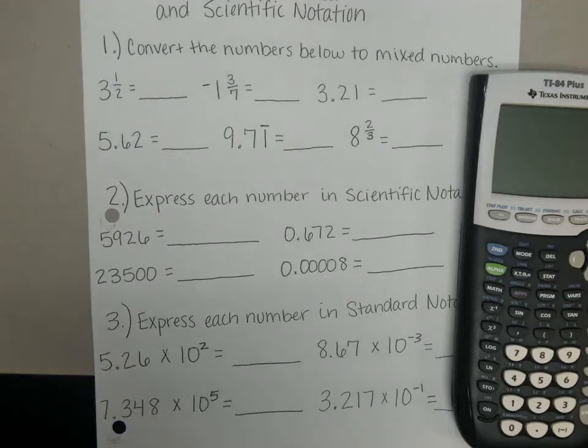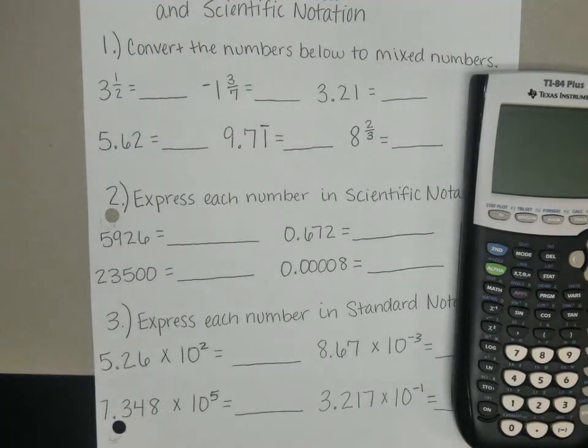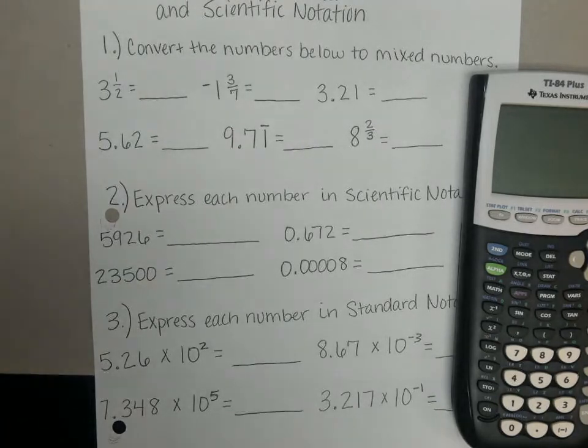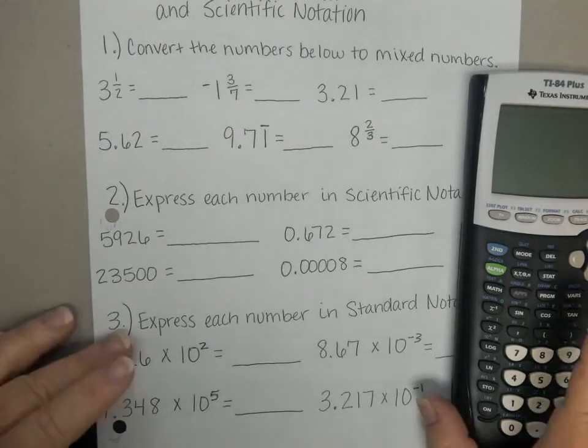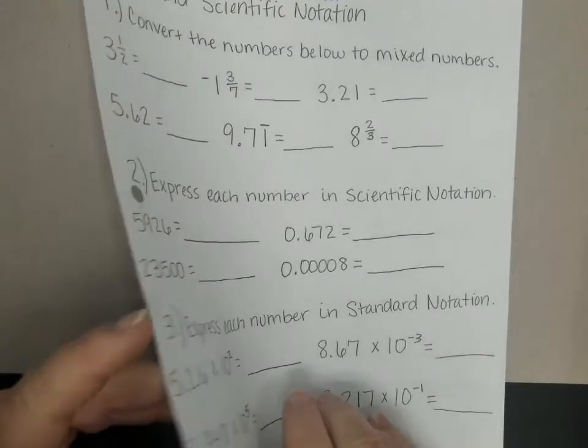Okay, today we are doing more practice, real numbers and scientific notation. Your learning goals are: I can convert numbers using the TI calculator. I can express each number in scientific notation. I can go back and forth between scientific notation and standard notation.